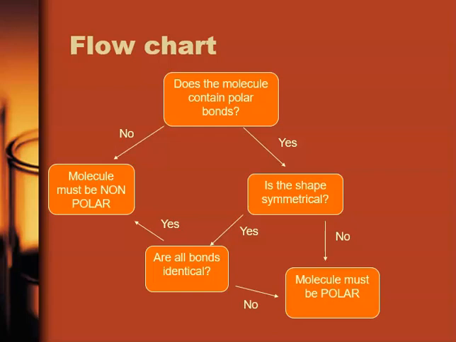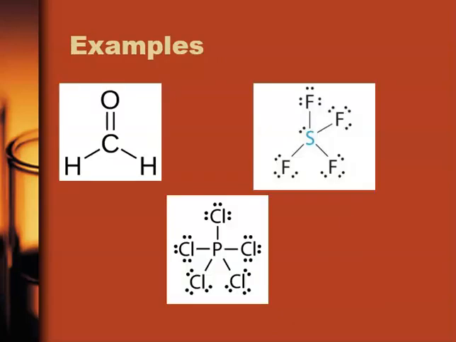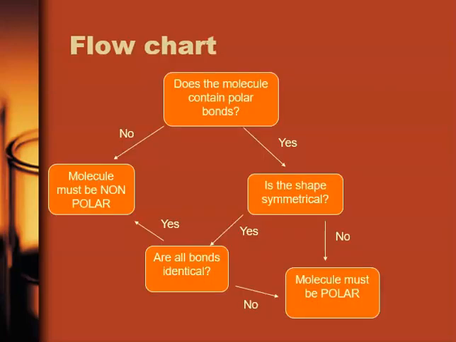So let's look at a couple of examples for a second. First one I want to look at, top left-hand corner, methanol. So let's come back and have a look here. Methanol. Does the molecule contain polar bonds? Yes, it most certainly does. Carbon-oxygen bonds are polar. Carbon-hydrogen bonds are polar. So yes, it contains polar bonds.